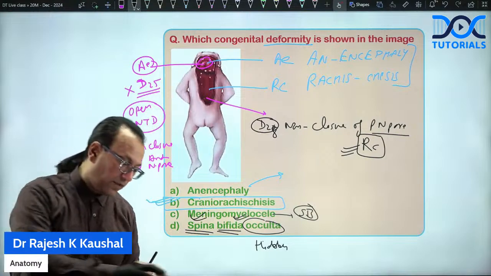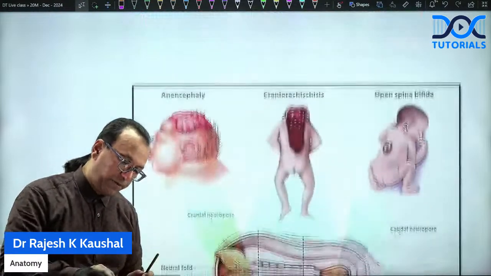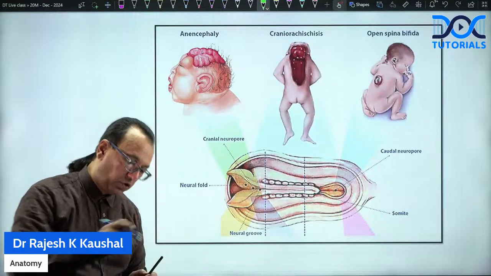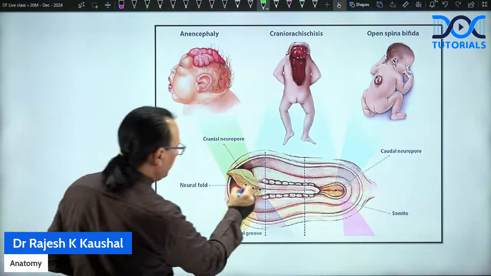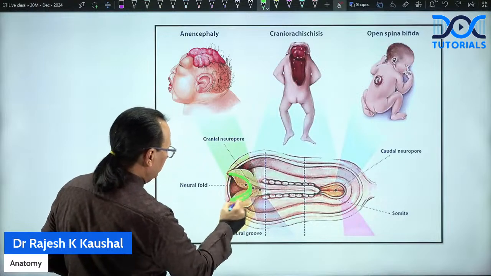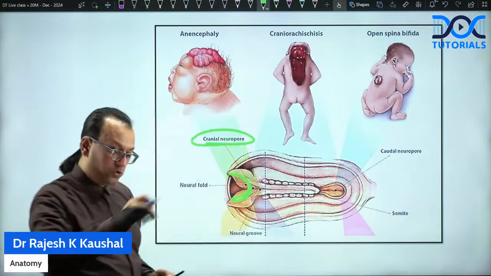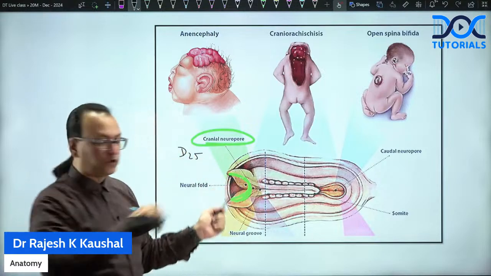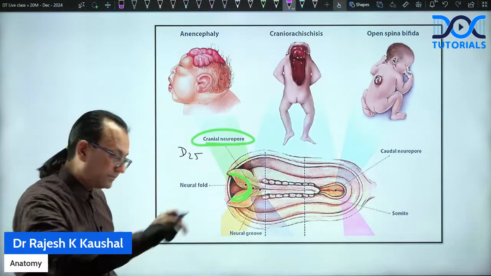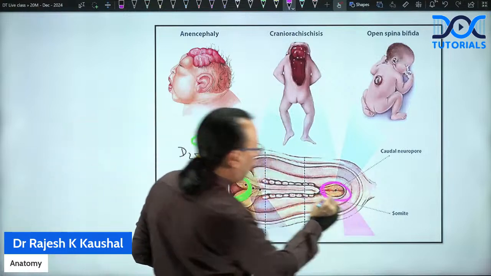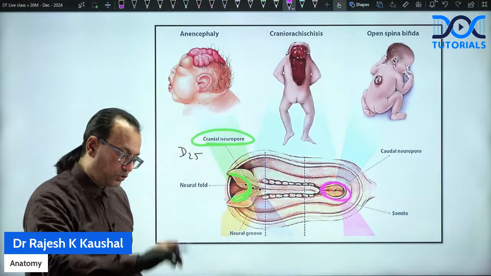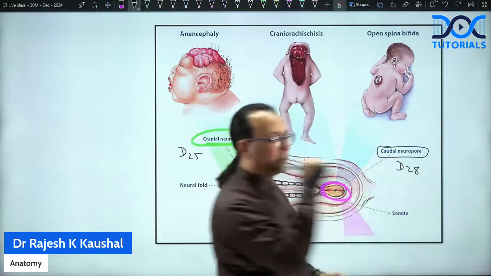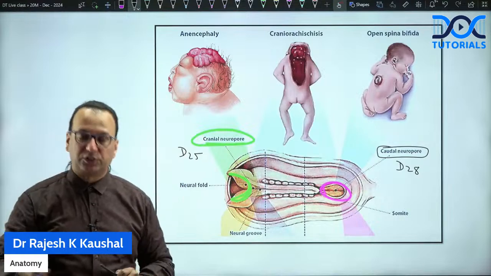Let me show you a diagram now. As you see, these are open neural tube defects. As we discussed the closure of the neural tube, this is the neural tube. The anterior neuropore, cranial neuropore, should close by day number 25. And the posterior neuropore, caudal neuropore, should close by day number 28. All of these are MCQs, your FMGE questions.